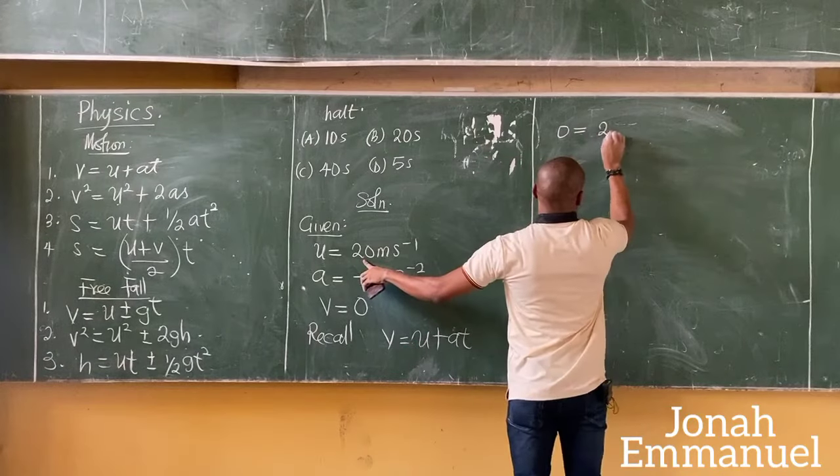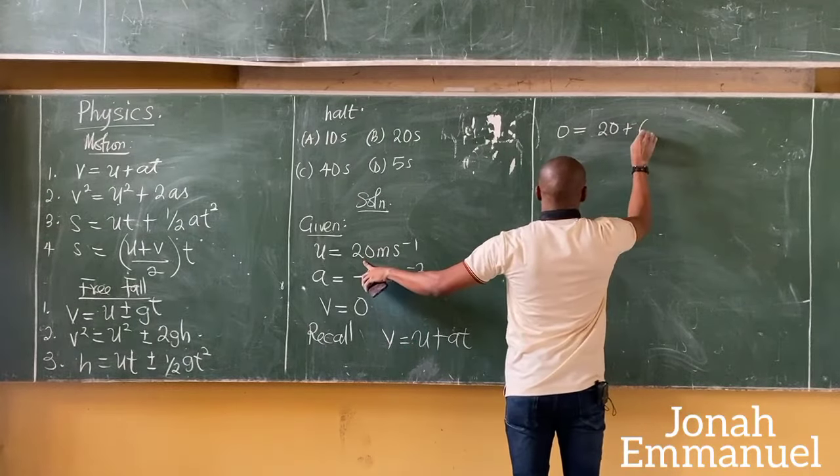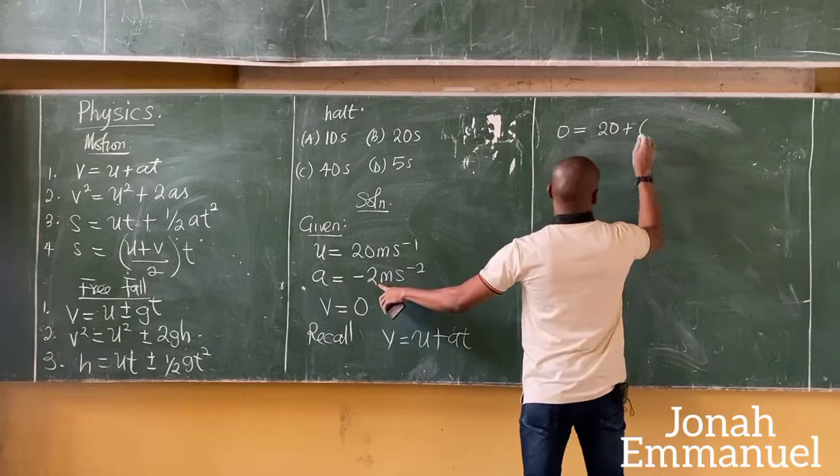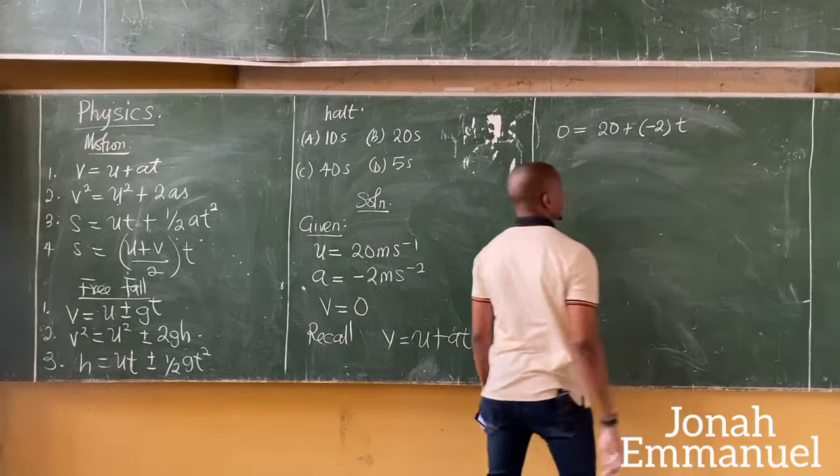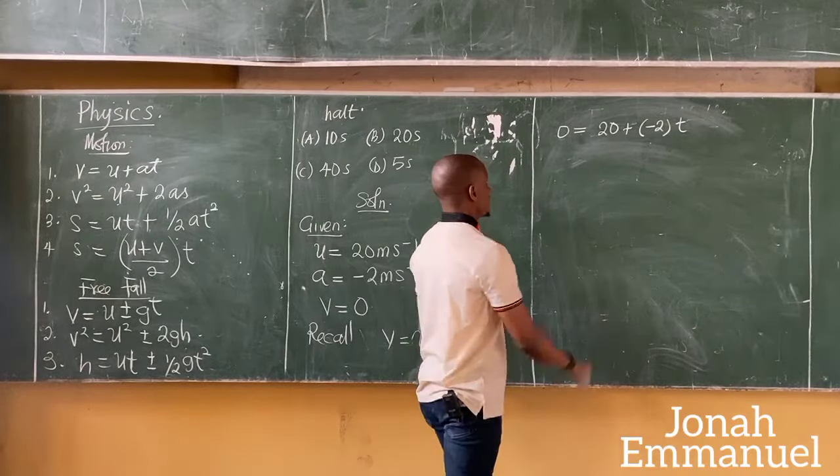What's U there? 20. Plus A. What's A there? Minus 2. T, find the time. So T is unknown. So I have this here. Solve this one together now.